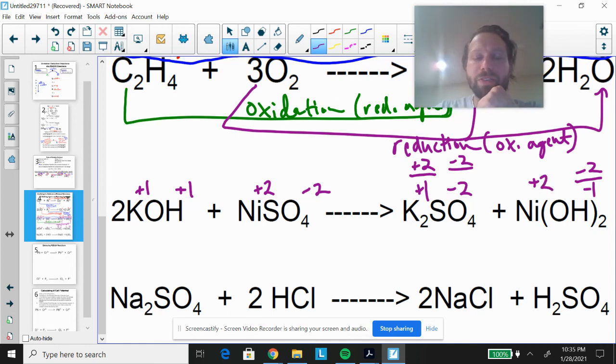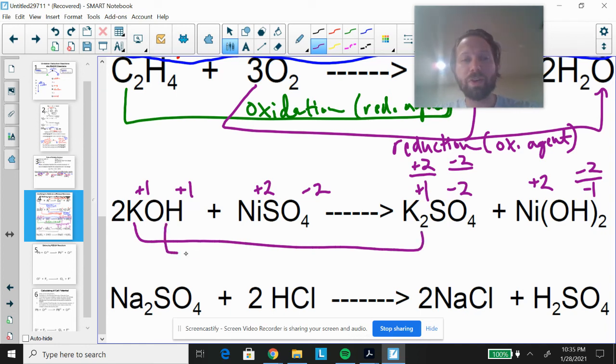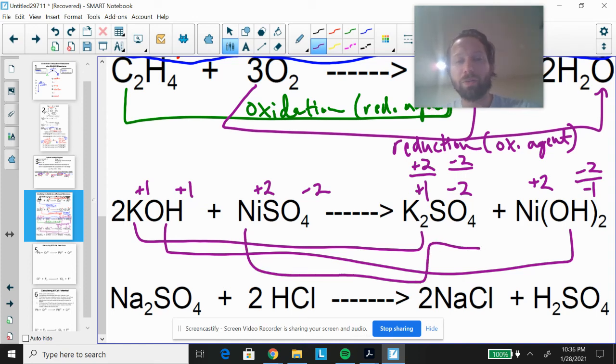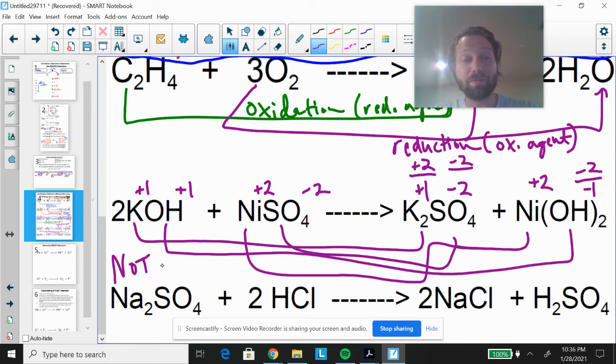So what is something interesting that we note? If I look at potassium, +1, +1, hydroxide, -1, -1, nickel, +2, +2, and then sulfate, -2, -2. All of these are the exact same on the left and right. What do we say about this one? This one is not a redox reaction. Okay? Some reactions are going to be like that, where they're not a redox.